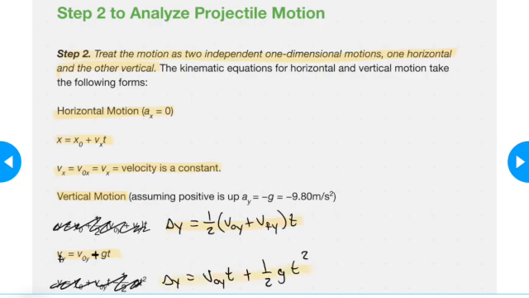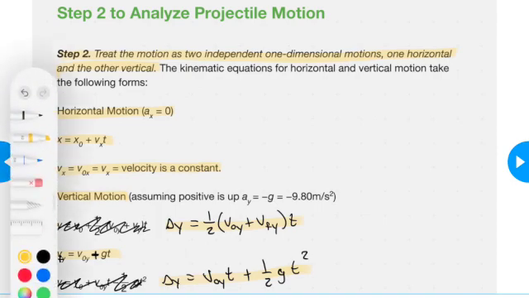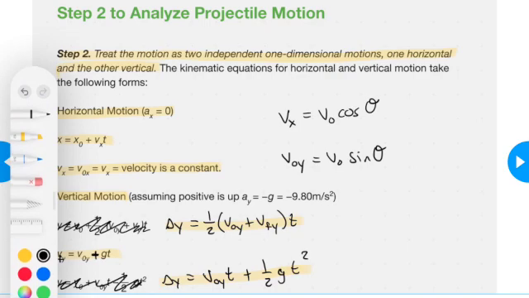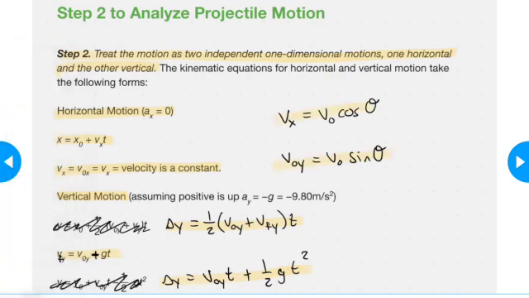Now on the AP test, they don't give you these at all, so just be wary of that. You won't see them. Now, there are a couple other things that aren't written here that were on the other slides that we didn't write down, but are important to know. For example, Vx is just V naught times cosine of theta, and V naught y is V naught times sine of theta. Those are important things to note whenever you're looking at these because they're not written there.